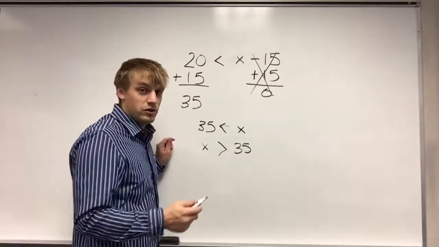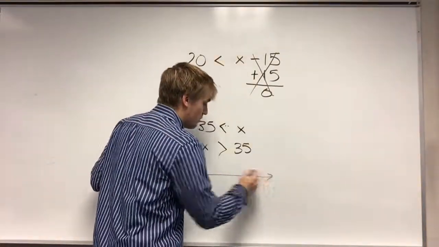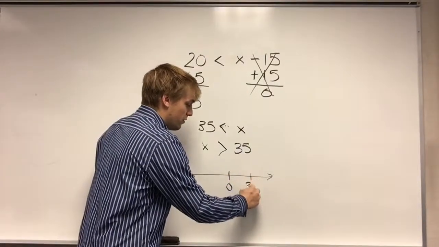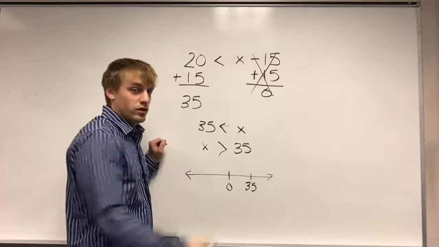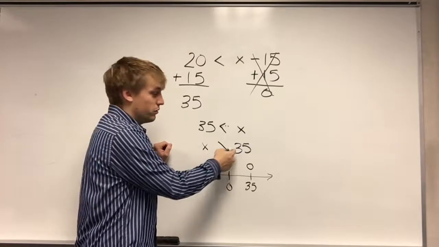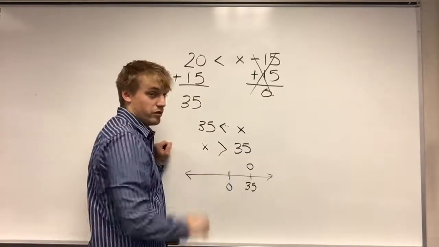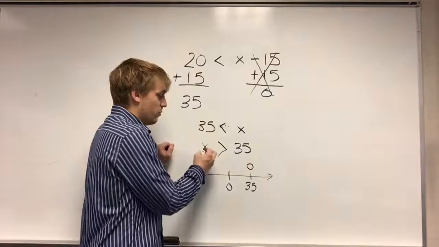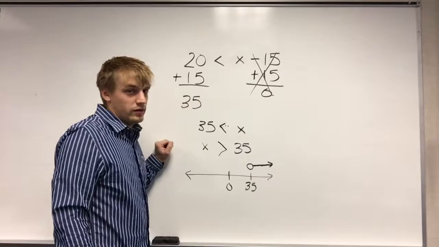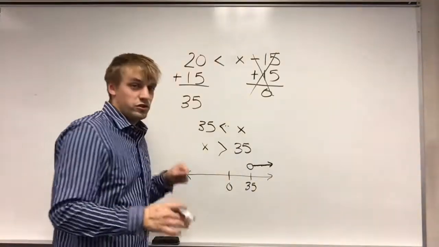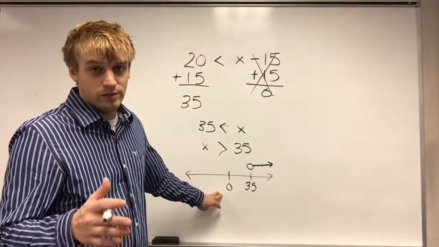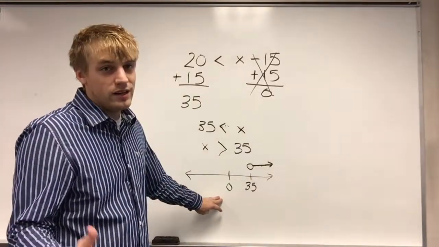Okay? The last step that we do then is we graph the inequality. So we draw our number line, put 0 in the middle, and 35 goes on the right side because it's positive. It's an open circle because x is not equal to 35, it's greater than, but it's not equal to 35. So x can't be 35, but x can be anything greater than 35.